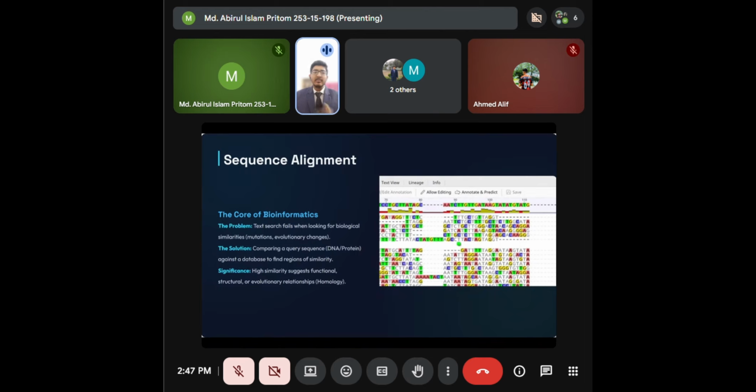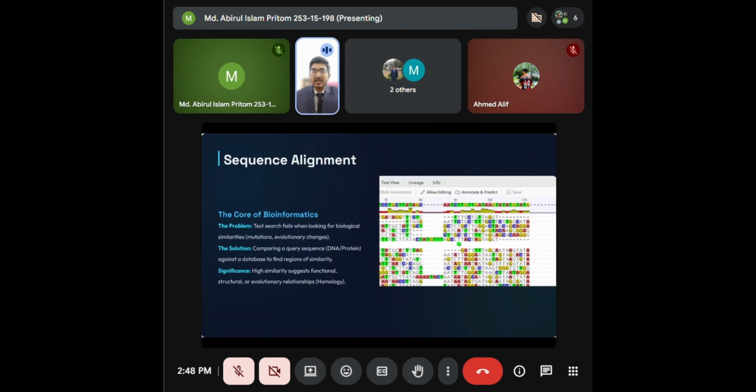I'll be discussing the slide on sequence alignment, which is one of the most important concepts in bioinformatics. The main problem is that text-based searching doesn't work when we want to find biological similarities. In real life, DNA and protein sequences change over time because of mutation and evolution. So instead of matching text, we compare sequences.